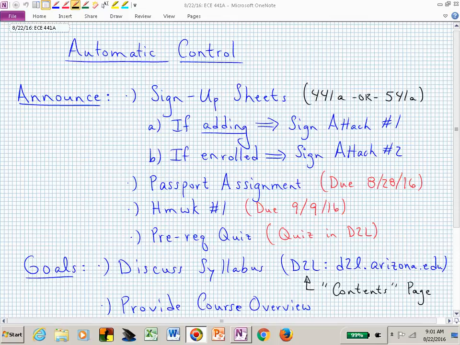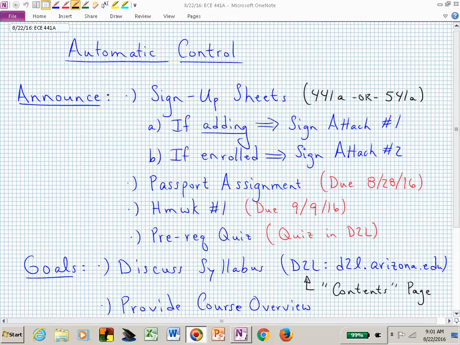Can it get any more confusing? So I shouldn't see too many signatures on attachment 1, and I'm going to pass attachment 2. Don't try to confuse me. So here is attachment 2 for 441 and attachment 2 for 541. So pick your particular sheet, and attachment 1 is if you're wanting to add the class.